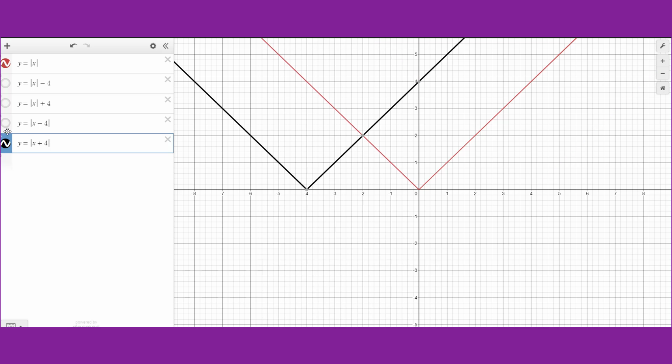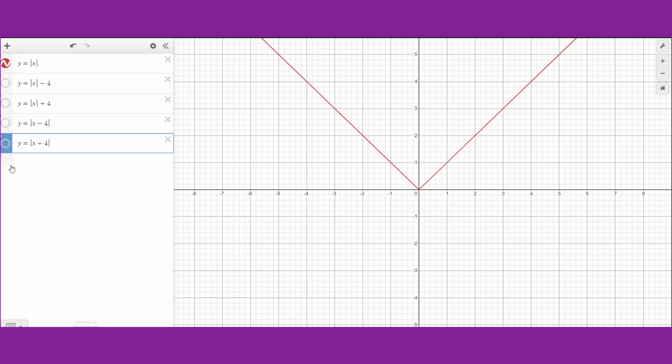Now, let's start again at the parent function, and let's look at how we can stretch or compress this. So if I want to stretch it out, then I'm going to have an a value greater than 1.